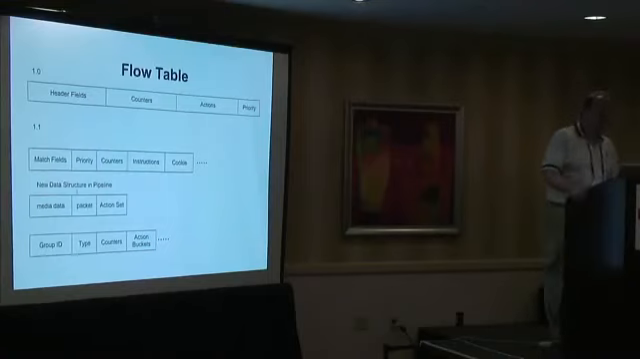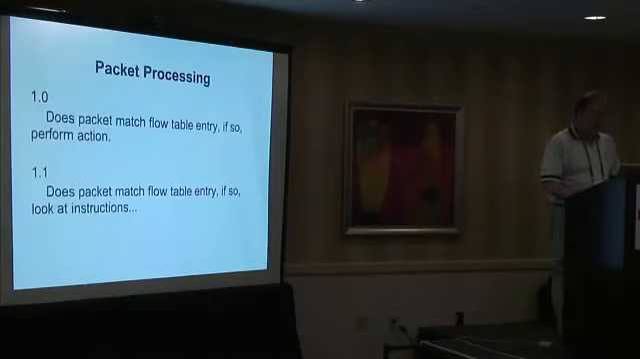Group tables also are where you get features that allow you to do things like balance traffic across bonded links. So again, in 1.0, does the packet match the flow table entry? If so, perform the action. In 1.1 and forward, including 1.2 and 1.3, does the packet match the flow table entry? If so, look at the instructions. We don't have actions anymore, we have instructions.